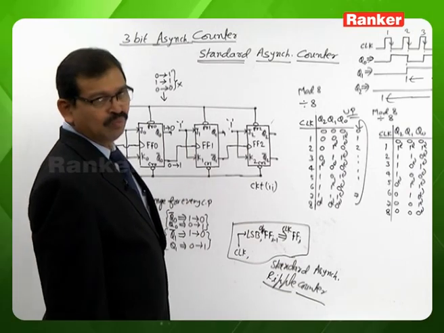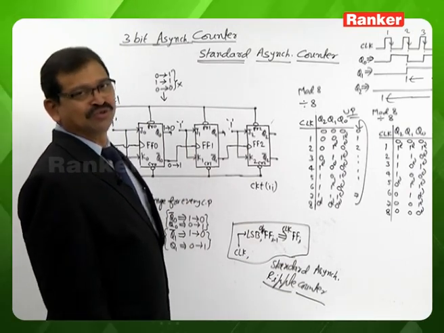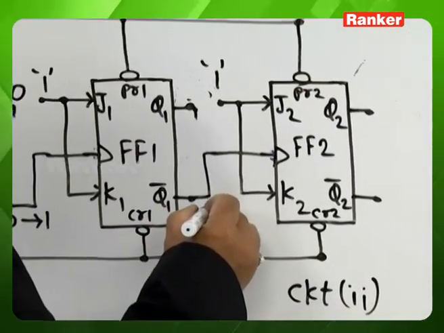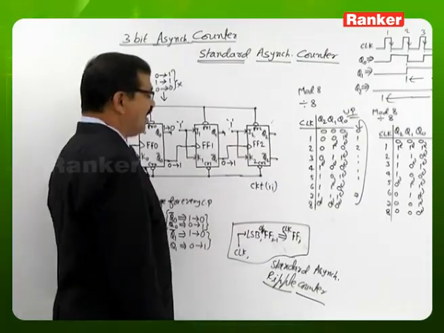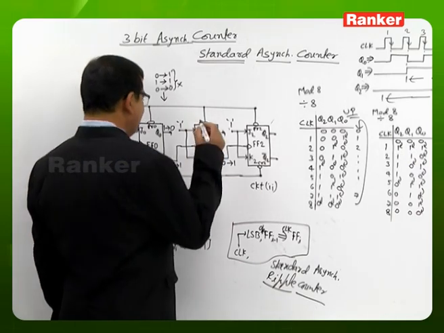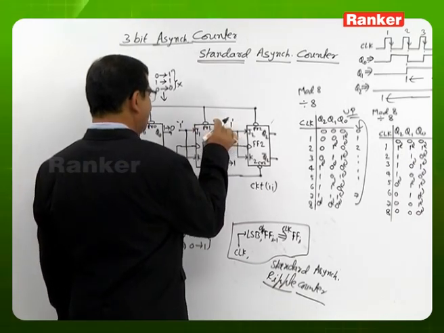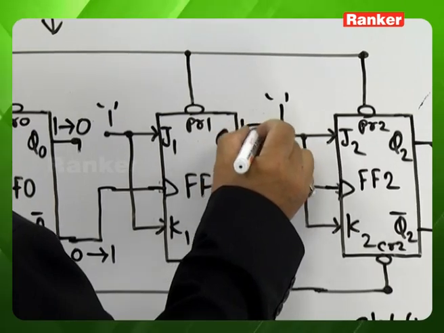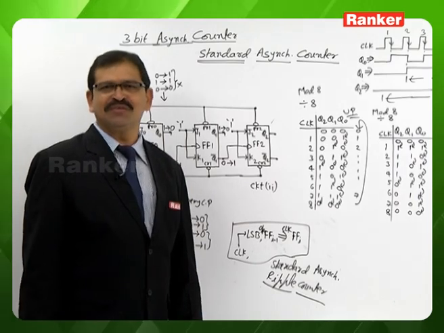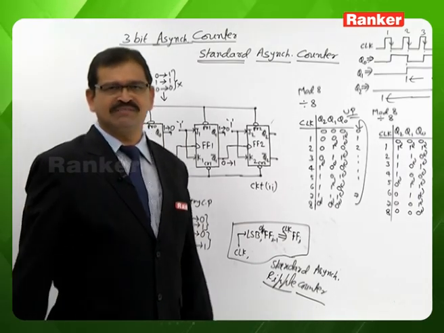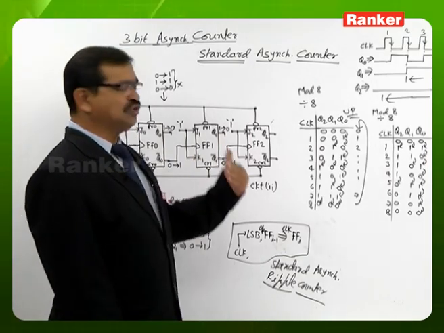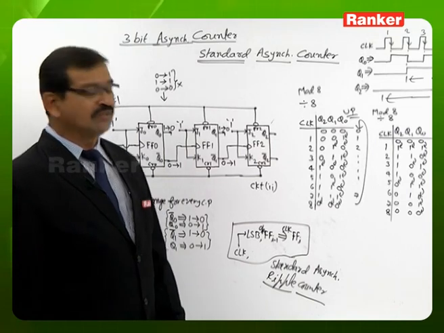Coming to flip-flop 2. Flip-flop 2 has a chance to change its value whenever Q1 complement is changing from 0 to 1, or equivalently, whenever Q1 is changing from 1 to 0, at that time flip-flop 2 will change. With this understanding, we can say that the circuit 2 switching is very similar to the circuit 1 switching.